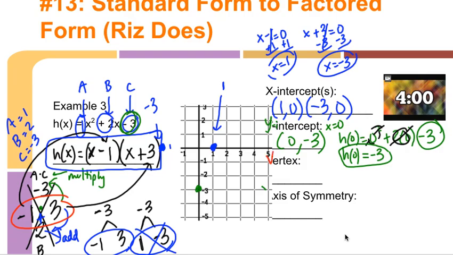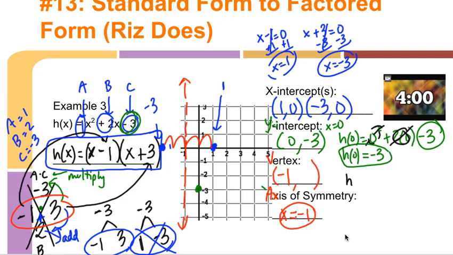For my vertex, I need to find my axis of symmetry, meaning I need to find my halfway point. So halfway between negative 3 and positive 1, so I've got negative 2, negative 1, 0, and 1. So that's 4 spaces, meaning that my axis of symmetry is going to be halfway at x equals negative 1. I'm going to substitute that into my equation. Remember, it's the x value of my vertex.